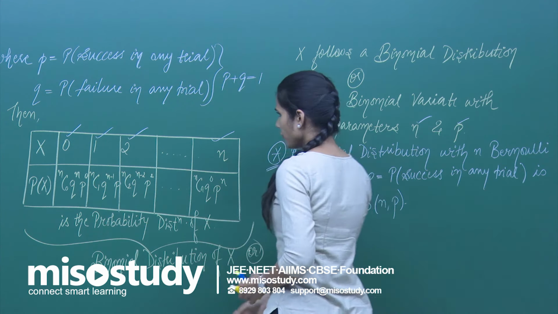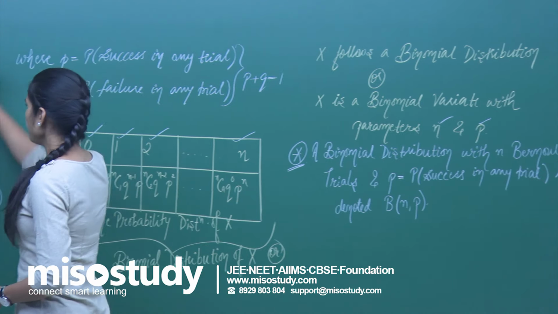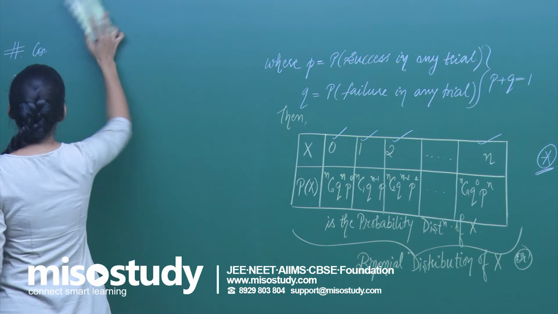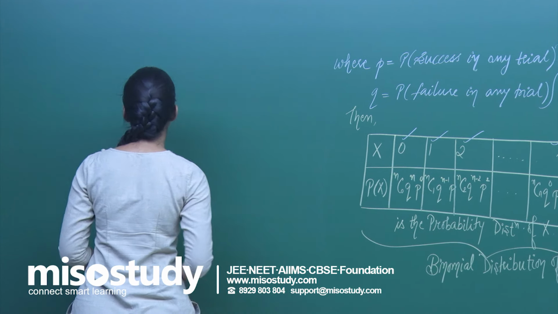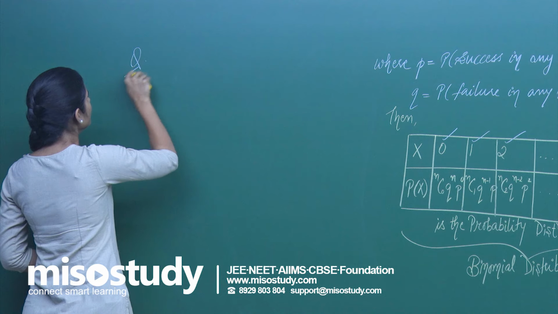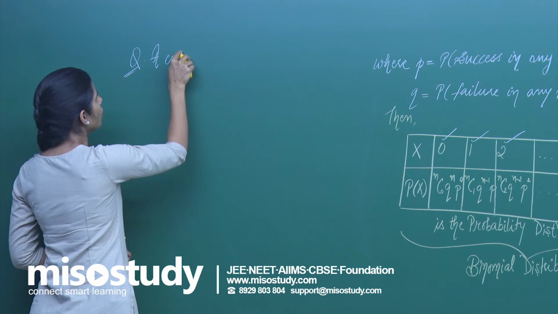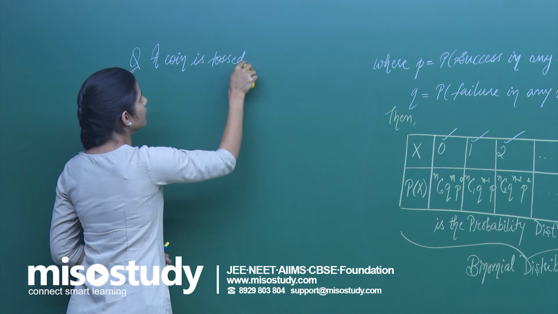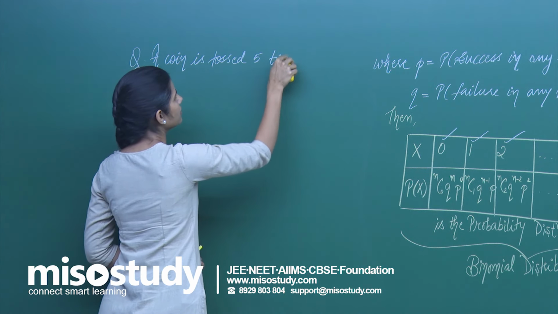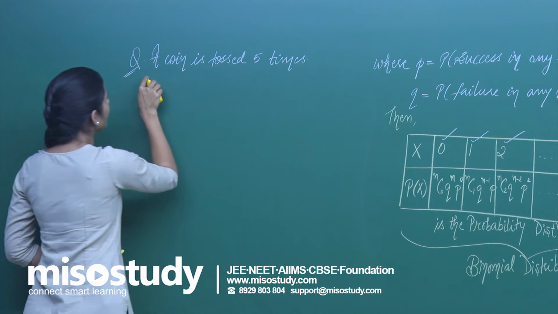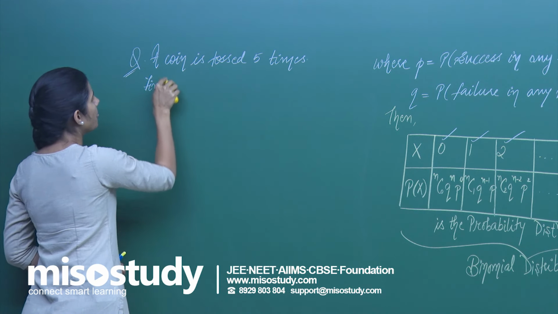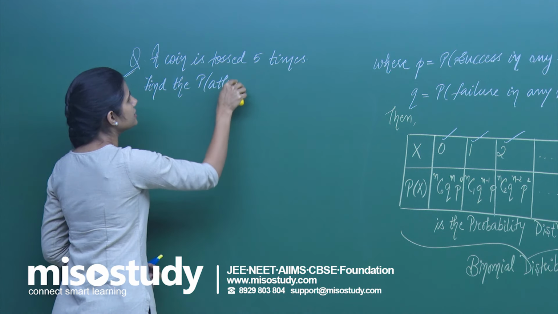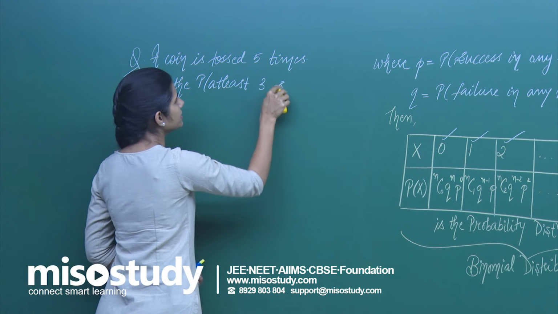Fine. So if I talk about the application of this, let's see how actually this works. The question is that a coin is tossed 5 times. Find the probability of at least 3 successes.